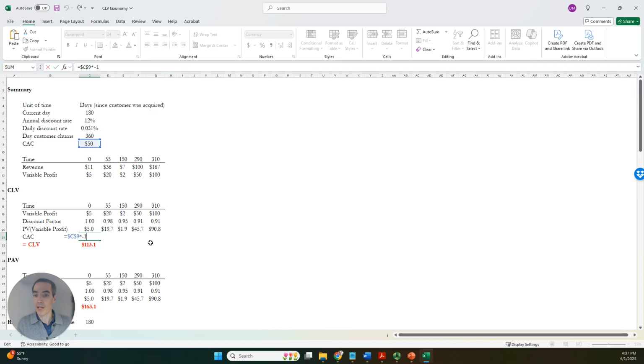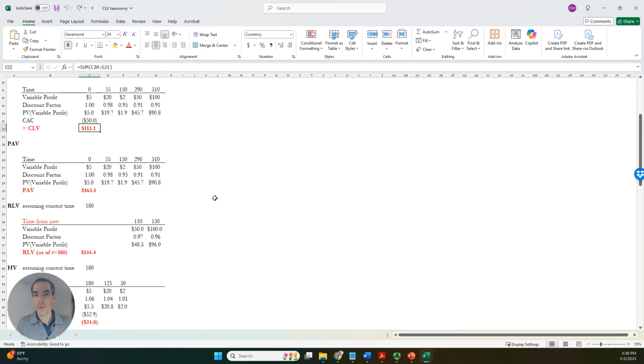We then have the customer acquisition cost, and then the CLV is simply the sum of the present values of each of those variable profits plus the CAC. Now the CAC, again, doesn't need to be adjusted because the CAC hit on day 0, and so it's as if the discount factor for this cash flow is equal to 1. So customer has a CLV of $113. 1 down, a few more to go.